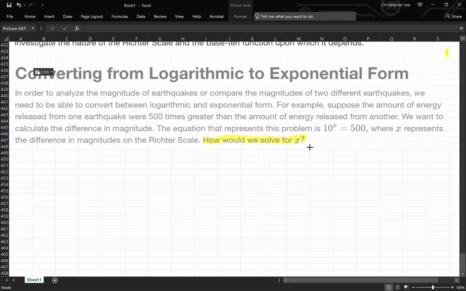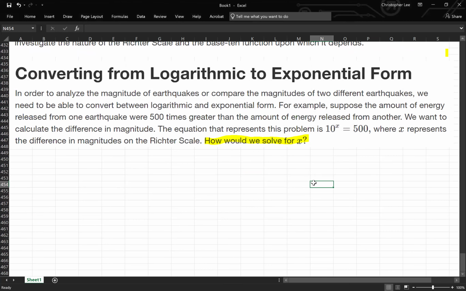All right. So we're gonna be converting from logarithmic to exponential form, right? In order to analyze the magnitude of earthquakes or compare the magnitudes of two different earthquakes, we need to be able to convert between logarithmic and exponential form. For example, suppose the amount of energy released from one earthquake were 500 times greater than the amount of energy released from another. We want to calculate the difference in magnitude. So the equation that represents this problem is 10 to the x power equals 500, where x represents the difference in magnitude on the Richter scale.